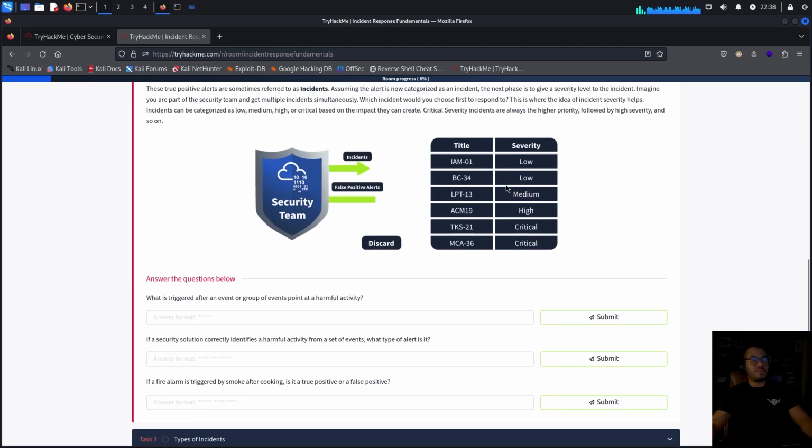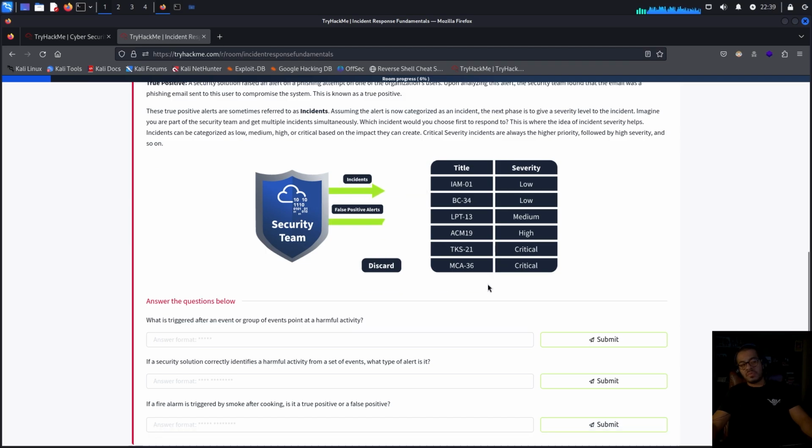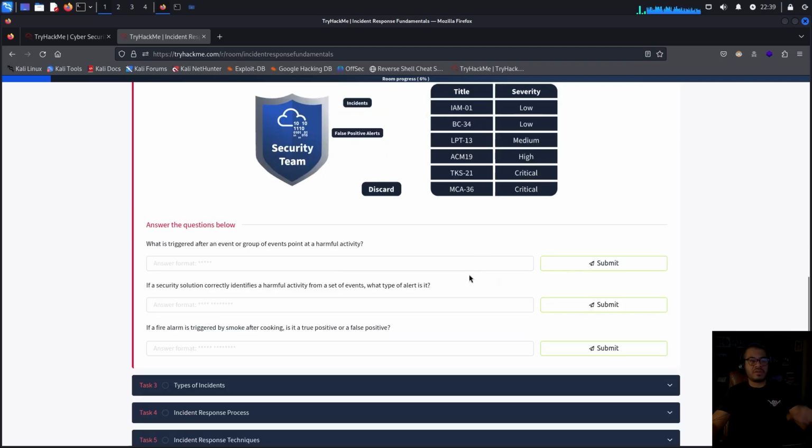Okay, the false positives they discard, and then these are just some incidents that they've registered, and two of them are critical, which means they will be the highest priority for the security team, right?